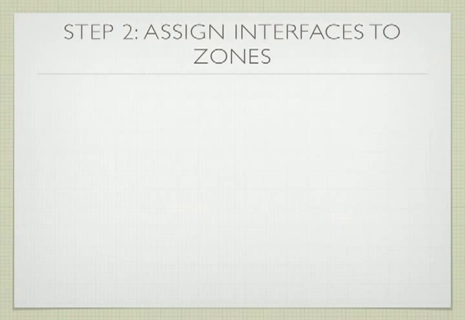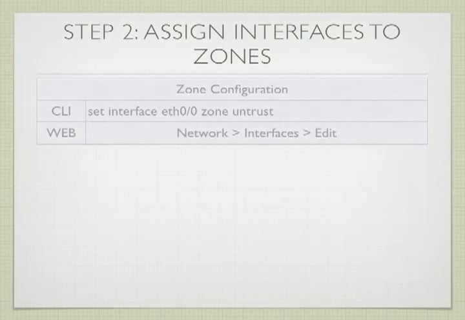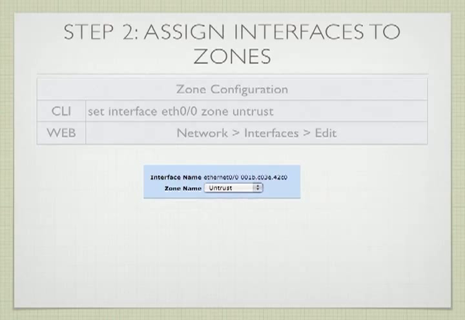Next, we need to assign our interface to the zone. So in the zone configuration, we are going to say set interface Ethernet 0/0 zone untrust to match the setup on our diagram. We've now put Ethernet 0/0 into the untrust zone. And in the web, we would go to Network Interfaces, edit the interface that we're going to configure, and then we would select the zone from the pull-down list and click OK.